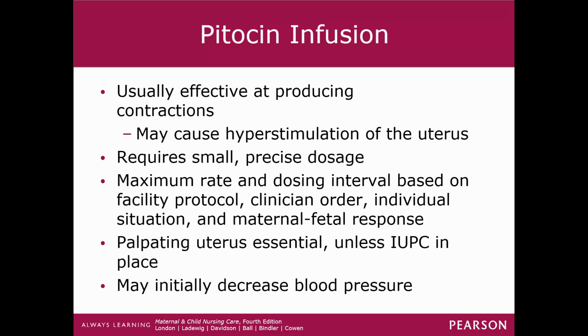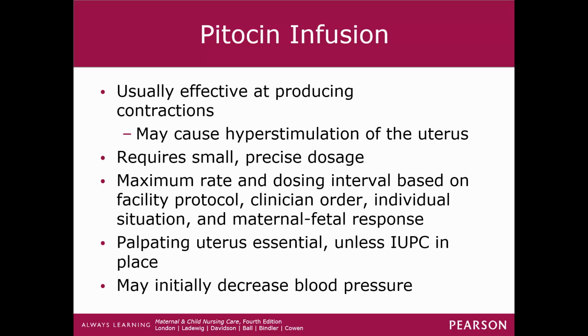And if we are not achieving an adequate contraction pattern, which is, we usually like to see a contraction pattern every 2 to 3 minutes, or less than 5 contractions in a 10-minute period, then we can increase the Pitocin every 30 to 40 minutes, another 2 milliunits or 2 cc's per hour.